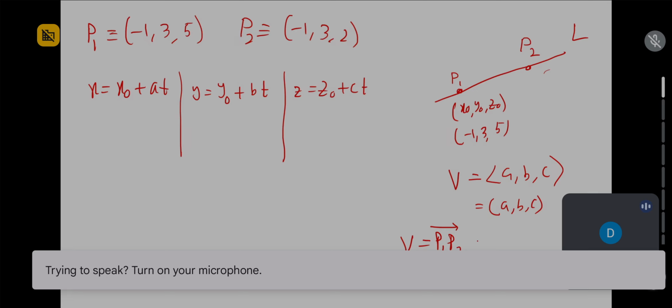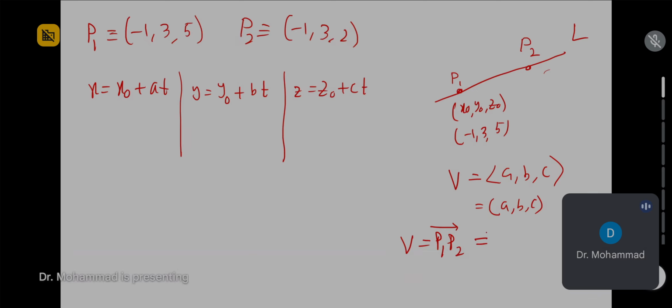So what are P1 and P2? That is -1 and +1, 3 and -3, and 2 and -5. So that is (0, 0, -3). This is our vector v, and this is our (a, b, c). So our a is 0, b is 0, and c is -3. Just put it here.